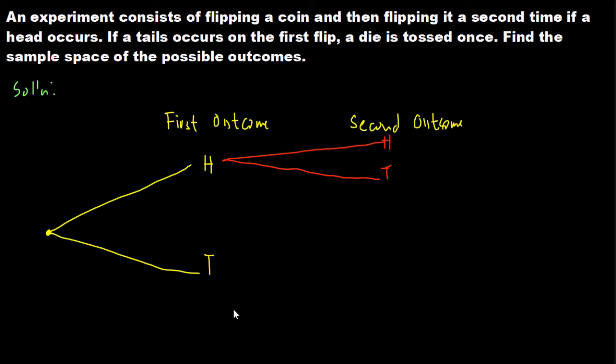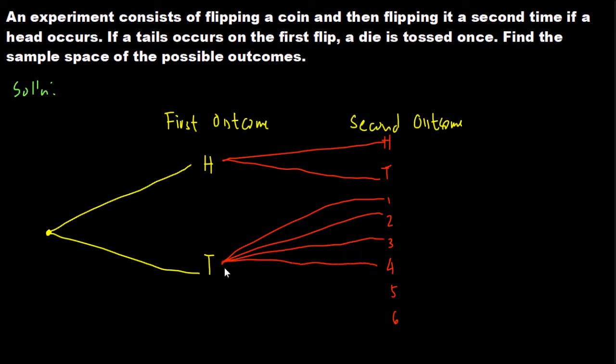Now if the result of the first toss is a tail, we will toss a die. A die has six possible outcomes, the numbers on its faces: 1, 2, 3, 4, 5, 6. So let's create arrows here. What we are doing now is a tree diagram.